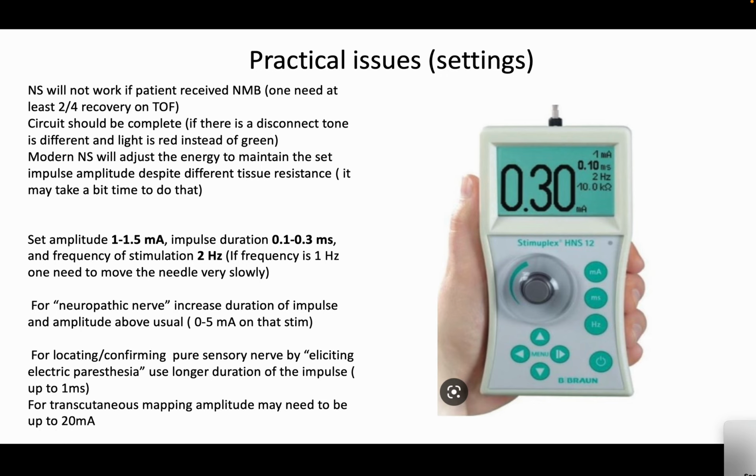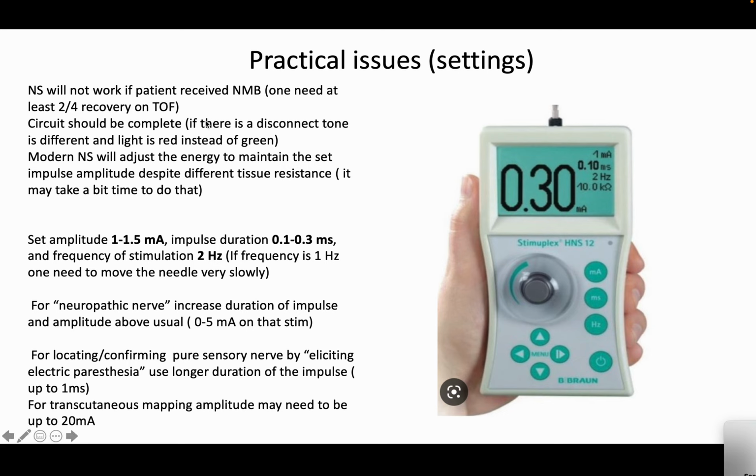So let's talk about actual practical issues. First of all, in order for nerve stimulation to work, you have to make sure that the patient is not chemically paralyzed. It still happens. People come to do a block and cannot get a twitch because they forgot that muscle relaxant was injected. You need at least 2 out of 4 recovery of twitches on train of 4 if you decide to place a continuous stimulating catheter at the end of a case or after induction of general anesthesia.